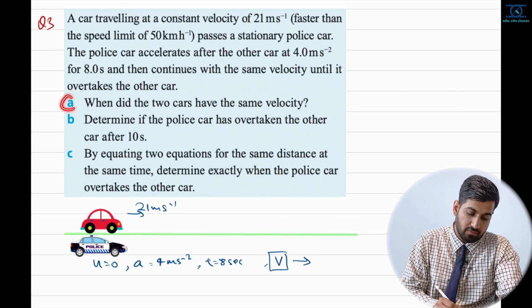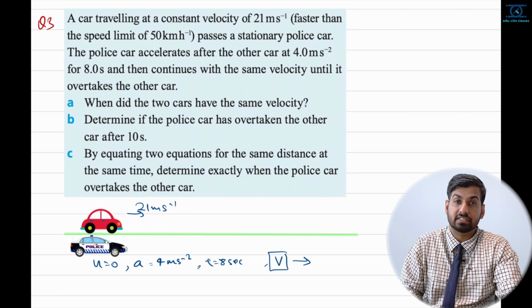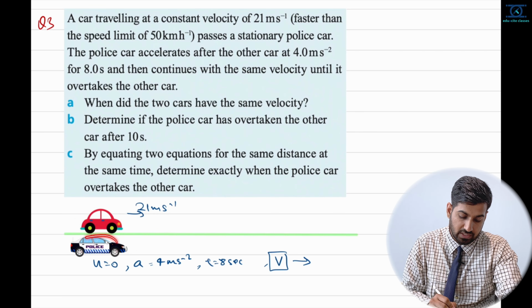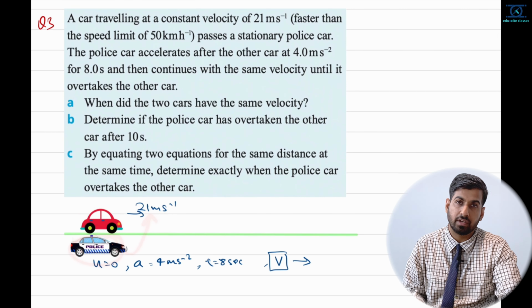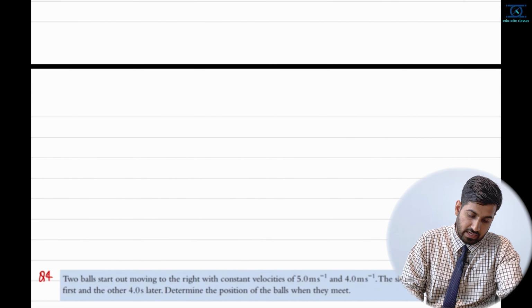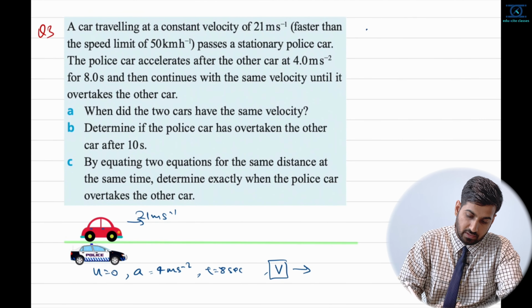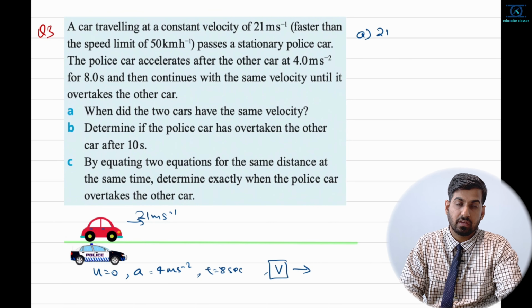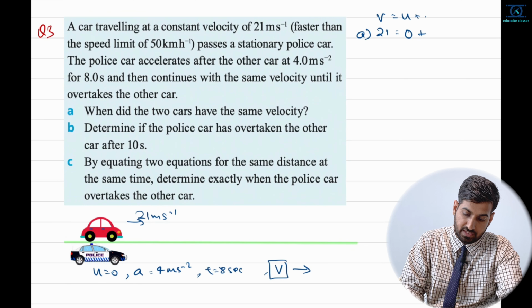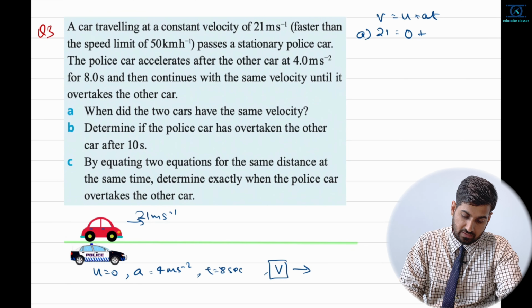So first of all, we have to find out when the two cars have the same velocity, and we know that this one is moving with constant velocity. So we have to find out when the police car will have a velocity of 21. So I can solve it here for the A part. 21 is the v, u is 0 plus, I am using v equals u plus at, right? Acceleration is given to us as 4 and time we have to find out. So let us say t.